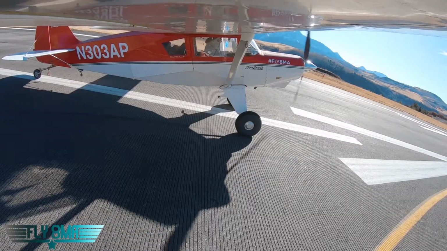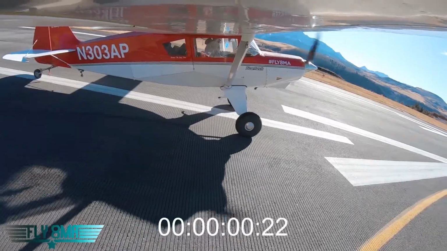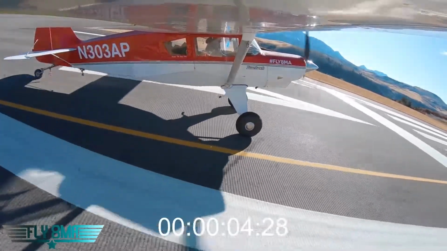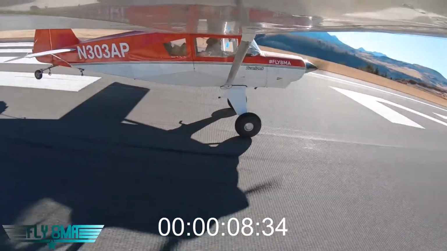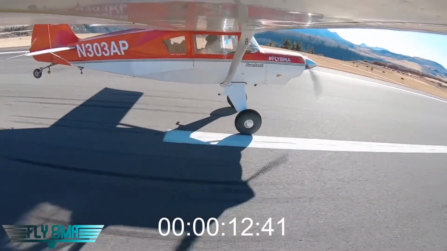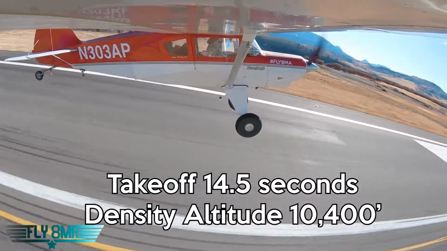Looking at this takeoff here out of Telluride, Colorado, with a density altitude of over 10,000 feet, well, we can see that our takeoff roll, instead of 6.5 seconds at a 2,000 foot density altitude, now this takeoff roll is substantially longer, even though the airplane is at the same exact gross weight. Now, this doesn't just increase our takeoff roll when we have high density altitudes, it also kills our climb performance.